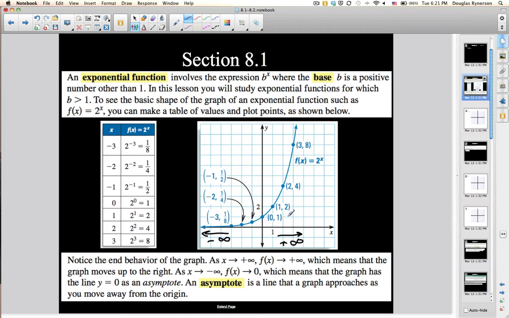So in terms of vocabulary here, we've got the new definition of a function, an exponential function, which looks like y is equal to b to the x power, and asymptote, which is a line the graph approaches as you move away from the origin.